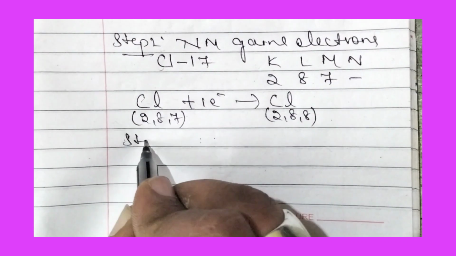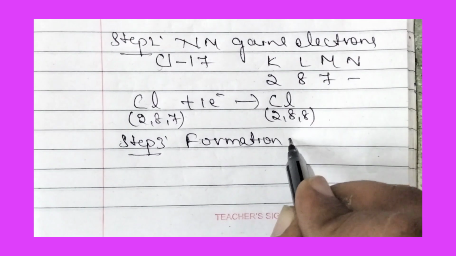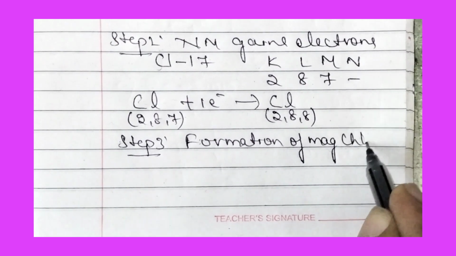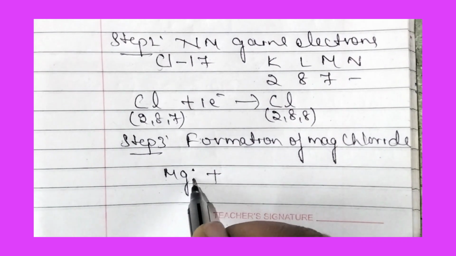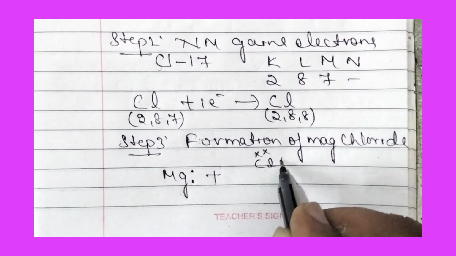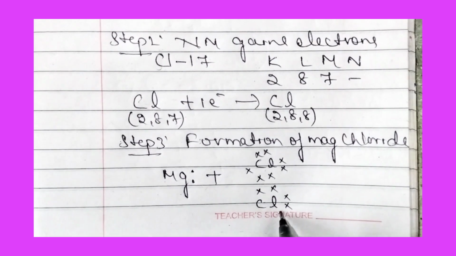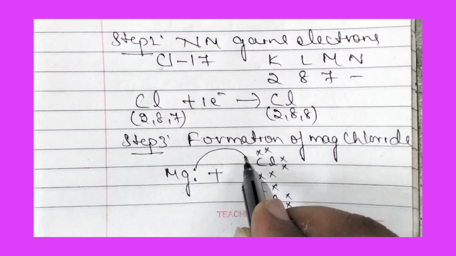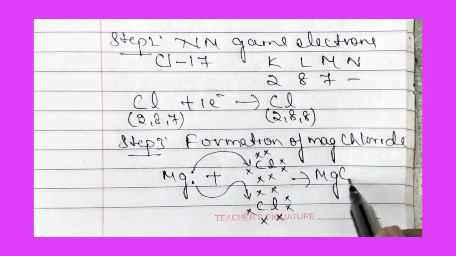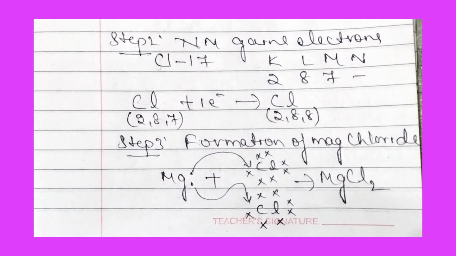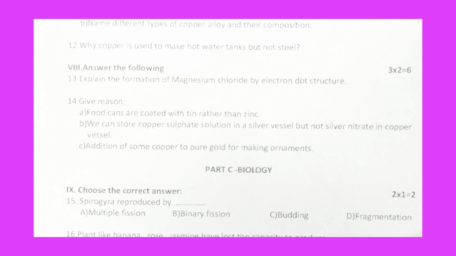Now let us move to step number 3, formation of magnesium chloride. Here Mg plus, 2 electrons are there. Chlorine has 1, 2, 3, 4, 5, 6, 7 electrons, and the other chlorine also has 1, 2, 3, 4, 5, 6, 7. 1 electron will get transferred here, and 1 more electron will get transferred here. So it will become MgCl2. Like this, the formation of the electron dot structure will take place. This is the formation of magnesium chloride.